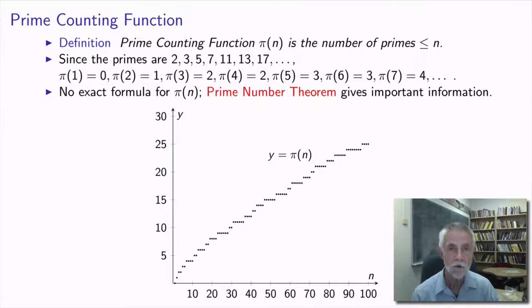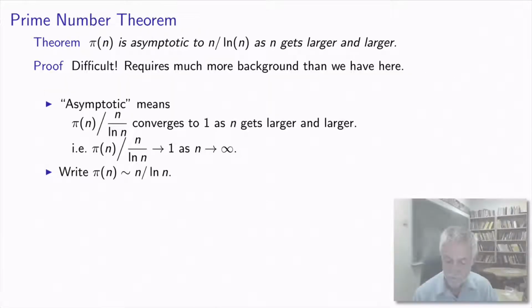Now, there's no exact formula for pi of n, but the prime number theorem, which we're going to discuss in a minute, gives some very important information. Here's a graph, just for n from 1 to 100, of the prime counting function pi of n. It's a little hard to see from the scale we've drawn, but it takes a constant value between any 2 primes.